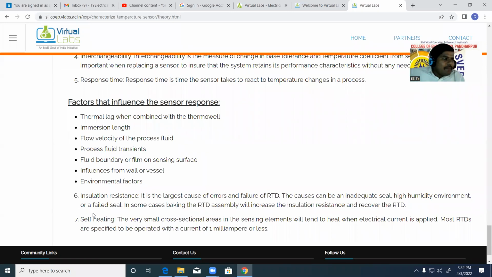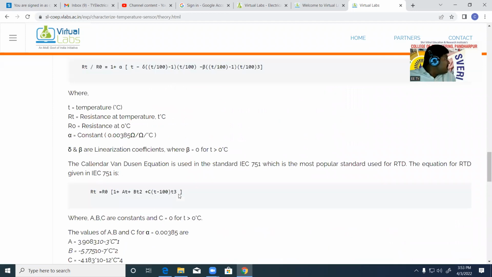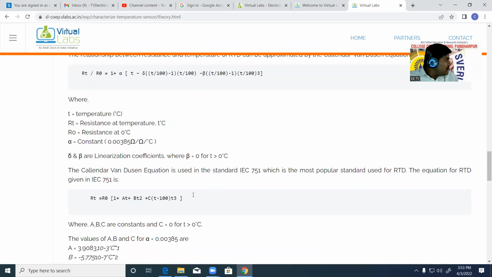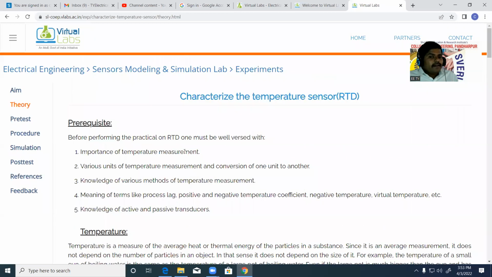When electric current is applied, most RTDs are specified to be operated with a current of 1 milliampere or less. Maximum, most RTDs will be operating at 1 milliampere or less, right? So this is just the theory regarding characterizing the temperature sensor or RTD.